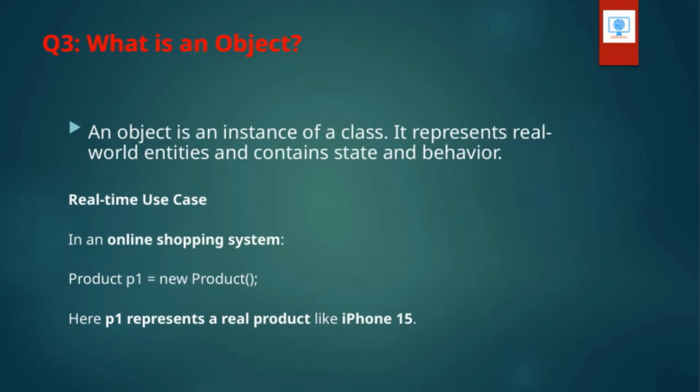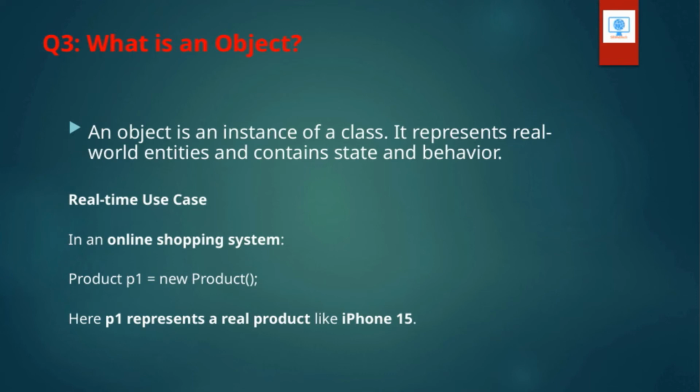All right, let's talk about what an object really is. An object is essentially an instance of a class. Think of it like a specific example or a concrete version of a blueprint. It represents a real-world entity that we might encounter in everyday life. For example, if we have a class called Product, then an object of that class, say p1, would be a particular product, like an iPhone 15.